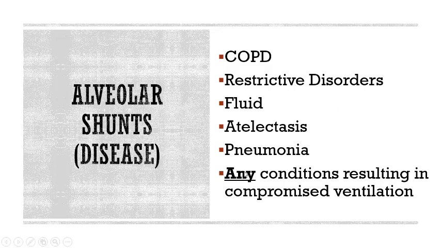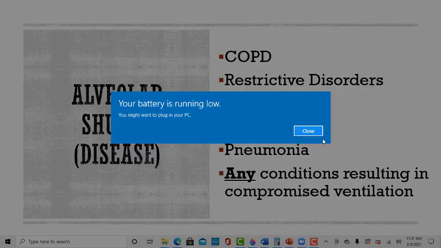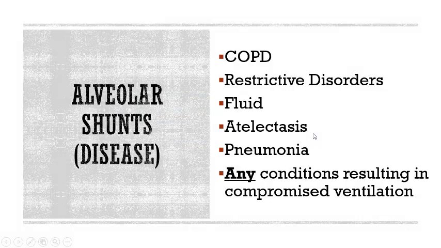So really any condition that results in compromised ventilation. Because again, a shunt is having perfusion without ventilation. So anything that is going to compromise your ventilation in any way, shape, or form is going to be something that is going to create more of a shunt. So that is what we're talking about here.